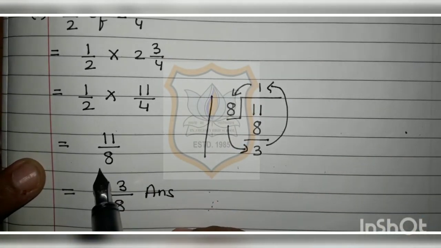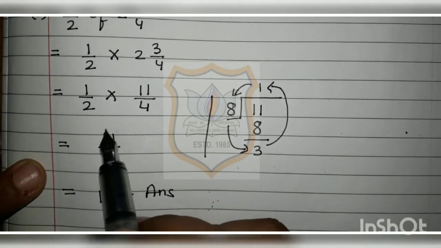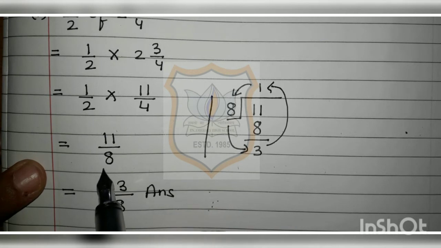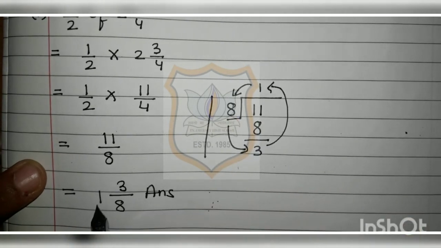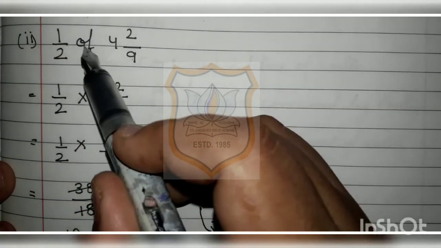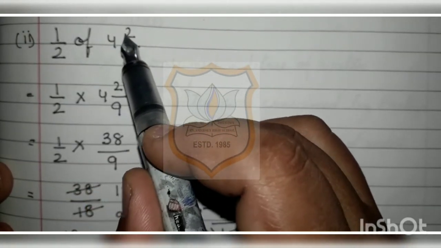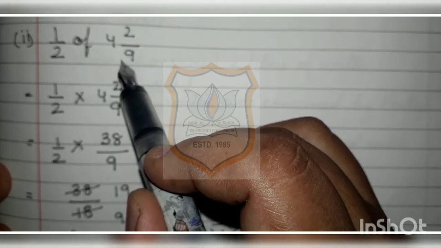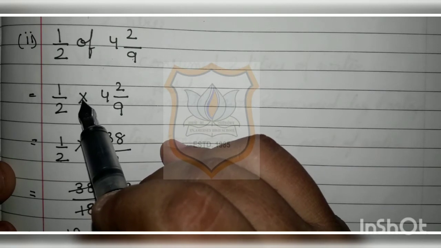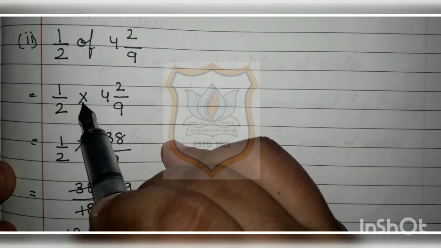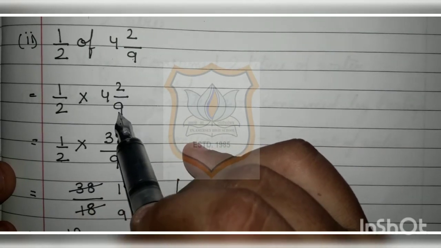Now this has become improper fraction. Now we will convert this improper fraction into mixed fraction. For that we will divide 11 by 8. Now our answer will be 1 integer 3 upon 8. This is our answer. Second part is 1 upon 2 of 4 integer 2 upon 9. As I told you, in place of "of" we will put multiplication sign. So 1 upon 2 multiplied by 4 integer 2 upon 9.